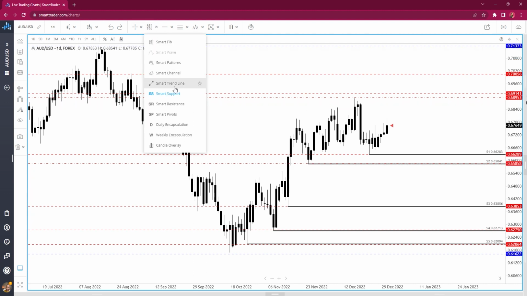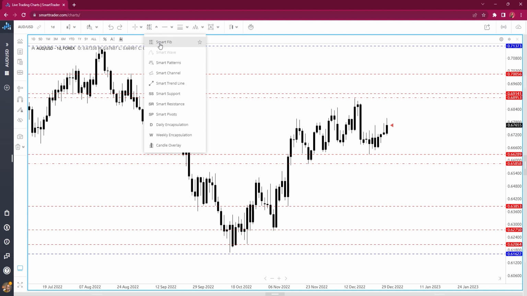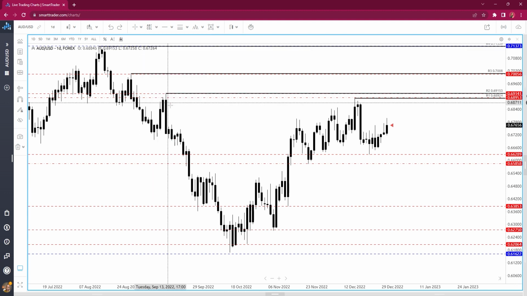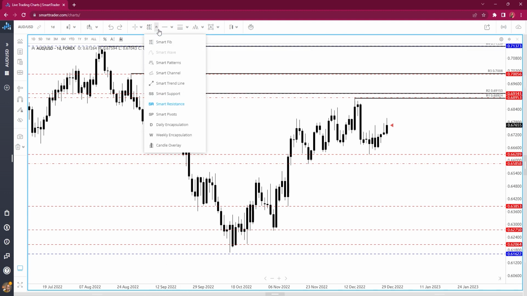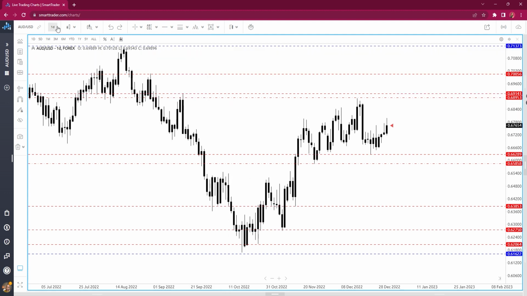So I'm going to take this off. We're going to turn off Smart Support. And we're going to turn on resistance to make sure we're covered. And we are. So I'm going to drill down to the 4 hour.